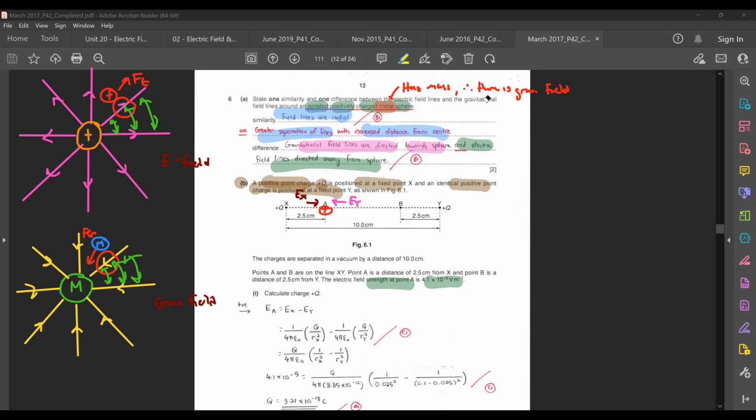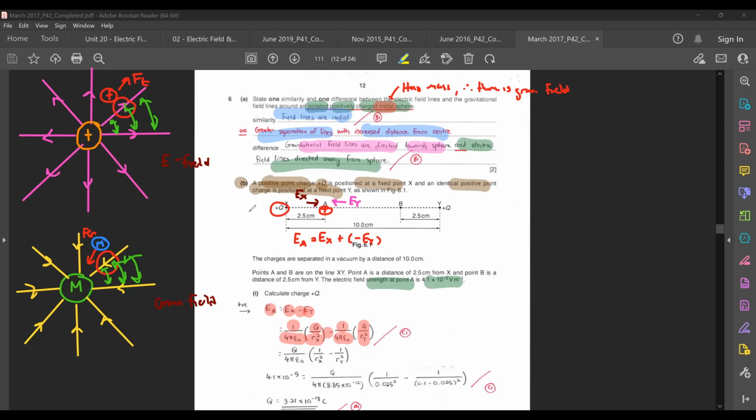Okay. So from here, if you then want to find out what is the electric field strength at A, you can easily say that EA is actually EX plus with negative EY. Okay. This is what we are having now. So your EA is equals to EX minus EY. From there, you go and expand out the equation. It should be 1 over 4 pi epsilon naught Q over Rx squared minus 1 over 4 pi epsilon naught Q over Ry squared.